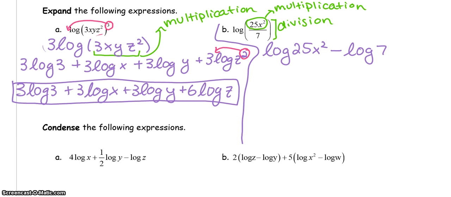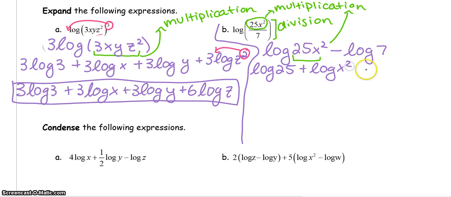Now inside here is where I've still got that multiplication. So I'm going to split those two pieces up as well. So I've got log of 25 plus log of x squared minus the log of 7.